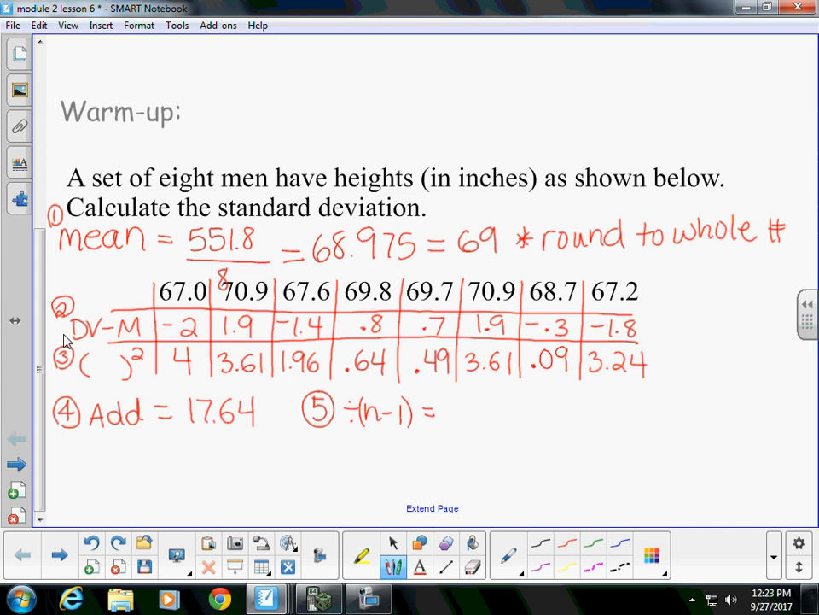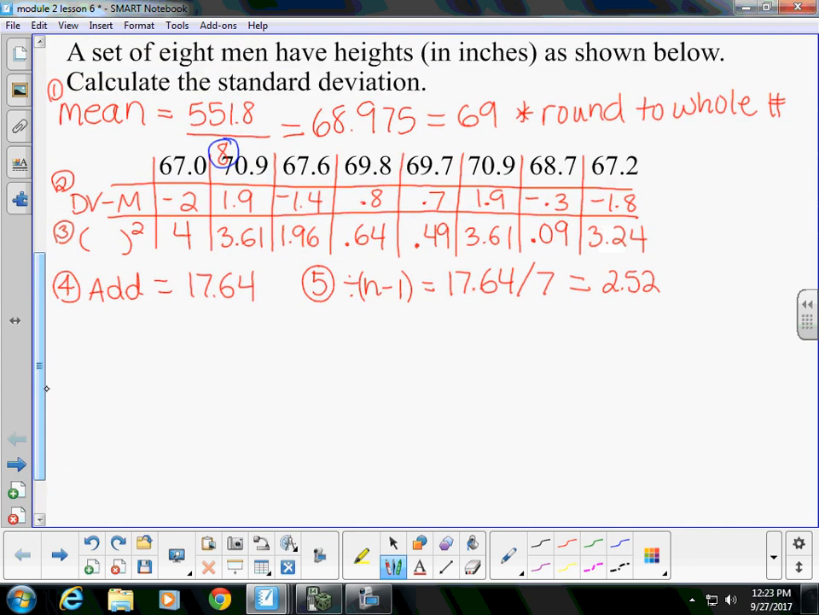That would be 1 less than the total. If I divided by 8 up here, then I'm going to be dividing by 7 down here. So it's 17.64 divided by 7. That's 1 less than what I divided by previously. And I'm getting 2.52. And the last step is to square root that number. And that is my standard deviation.